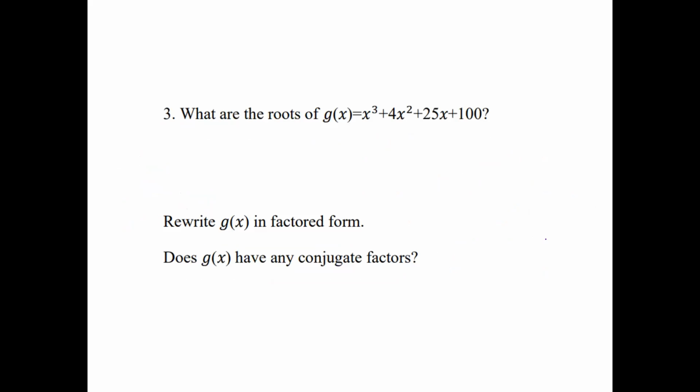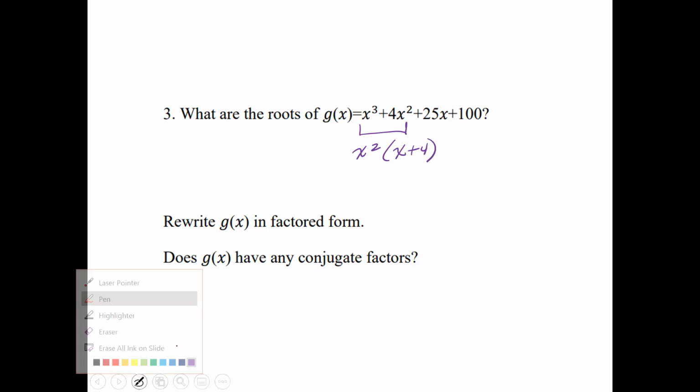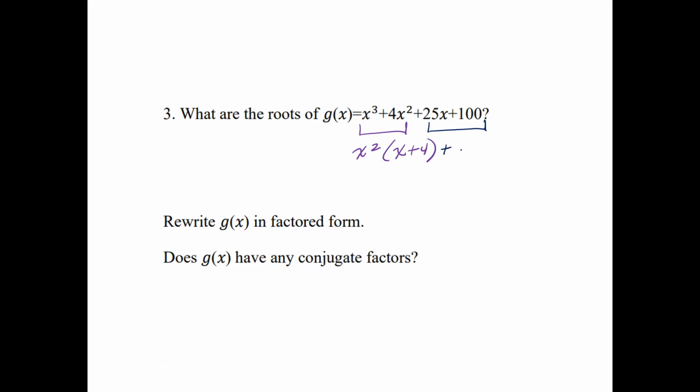All right, so let's take a look at number 3. Okay, so for number 3, let's see if we can maybe factor it out first. If I take a look at the first part right here, I could take out an x squared, and I have an x plus 4 going back inside the parenthesis. We're going to factor by grouping. Then I took a look at the last two, and I know I could take out a 25, which means I'll have x plus 4 on the inside of that.